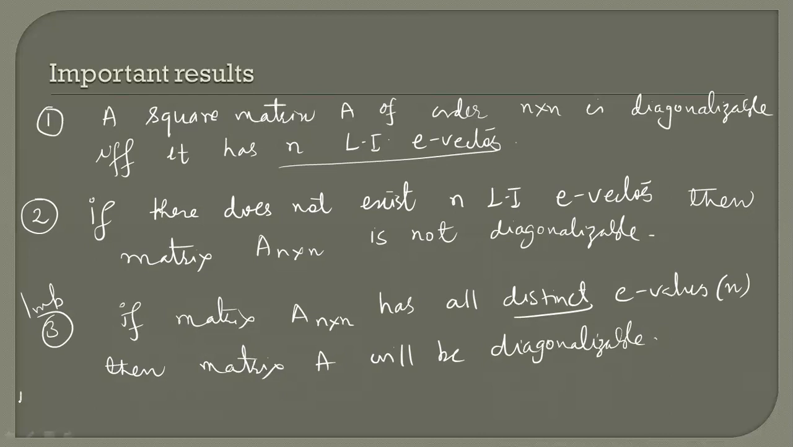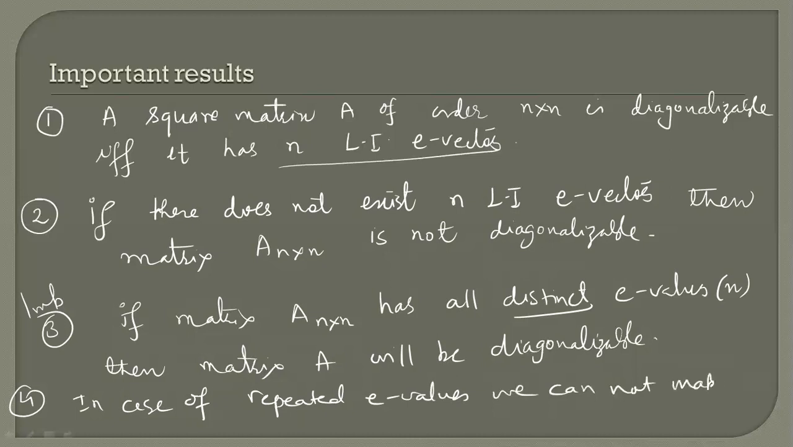So I'm writing here also: in case of repeated eigenvalues, we cannot make any comment. We have to use remark 1. This remark 1 we have to use.